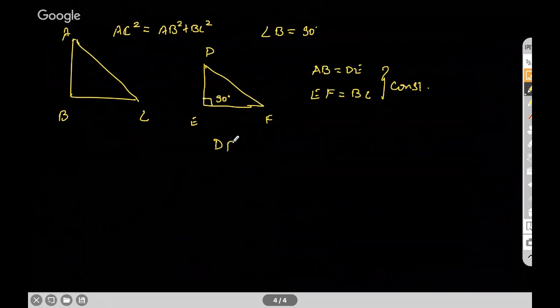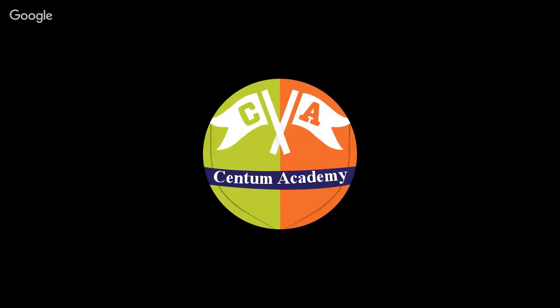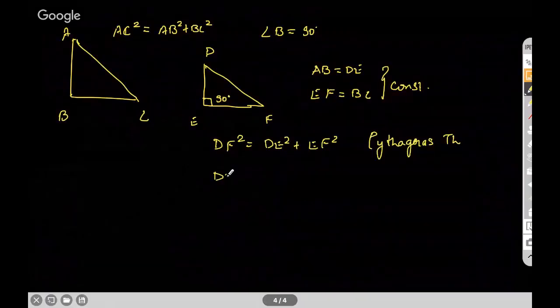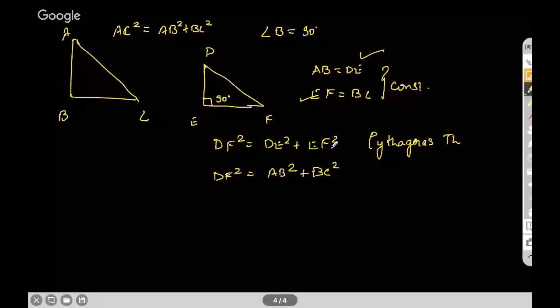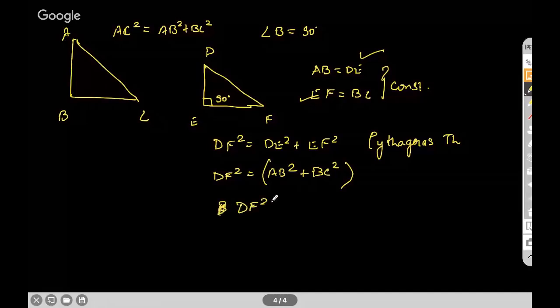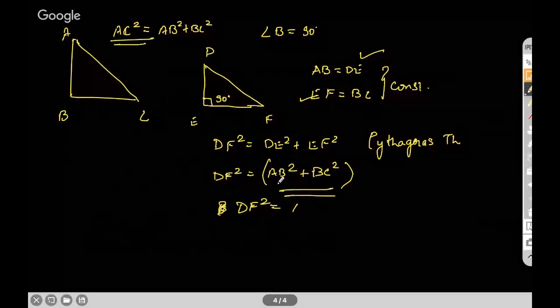If you do that, you will get DF square is equal to DE square plus EF square, by Pythagoras theorem. And DF square hence can be written as AB square plus BC square, by construction. But AB square plus BC square was AC square, as given. So DF square is AC square. So hence DF is equal to AC.